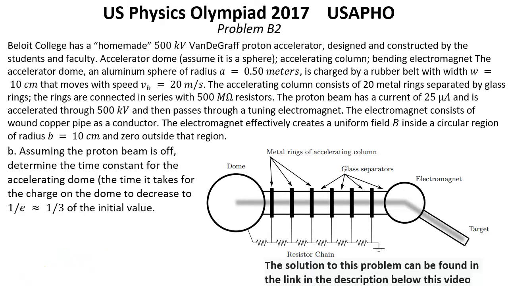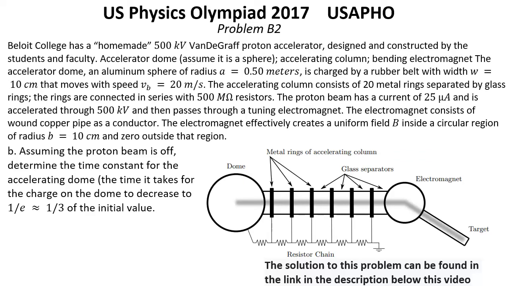Question B. Assuming the proton beam is off, determine the time constant for the accelerating dome, the time it takes for the charge on the dome to decrease to 1 over e, which is approximately 1/3 of the initial value.